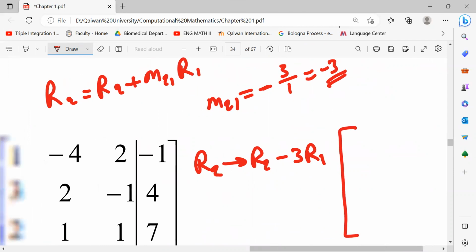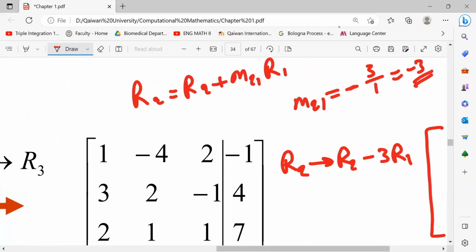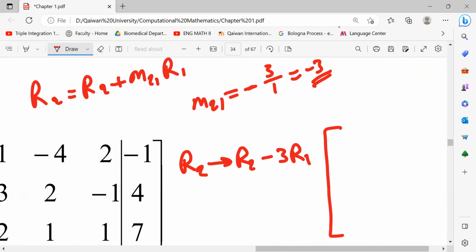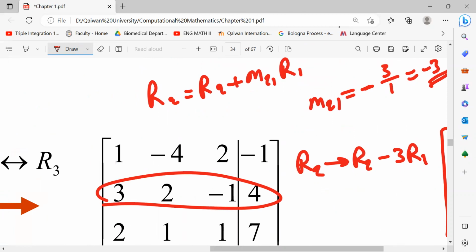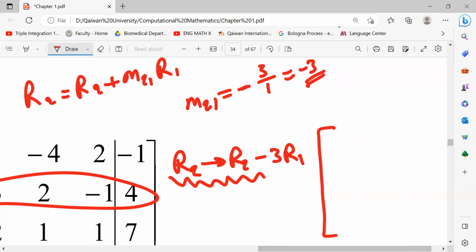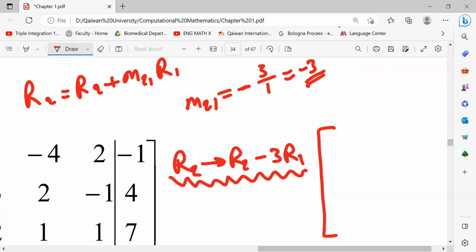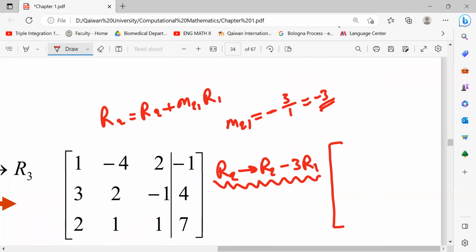Let's see what we get. Row 1 is still the same because we have no change in row 1, and row 3 is also unchanged. We just make a change in row 2, because row 2 changes to row 2 minus 3 row 1. Let's write down row 1 the same and row 3 the same. Row 2 becomes row 2 minus 3 row 1.